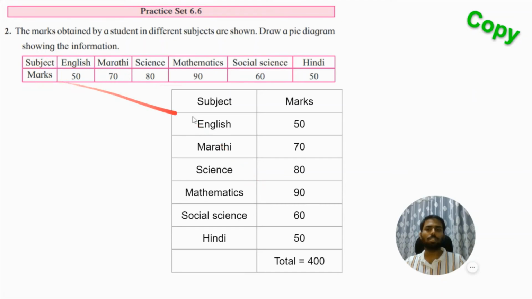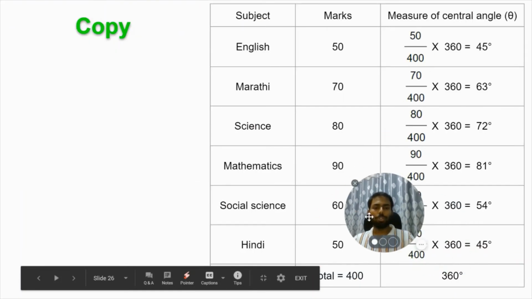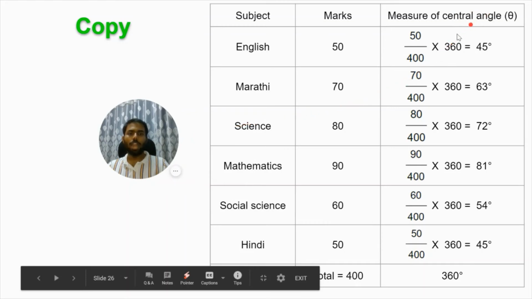So here we have the subject and marks columns. The subjects column is here, and the marks column is here. Once you write all the marks for the different subjects, you will find the total. The total should have come out to be 400.